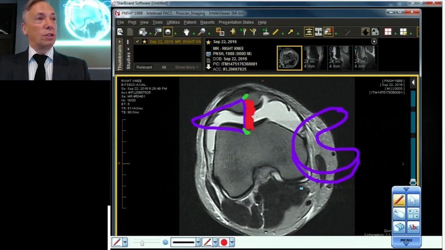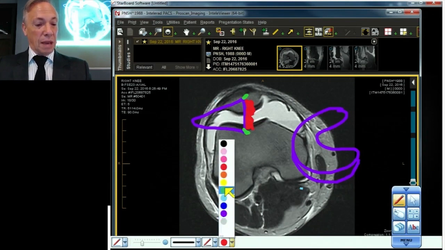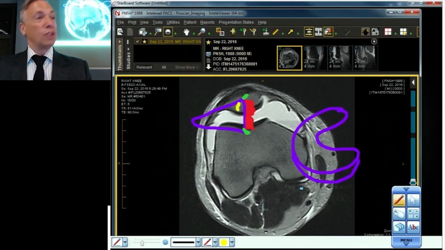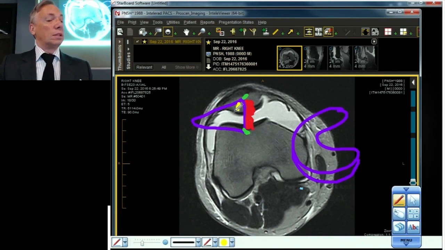And if the patient's a little bit unlucky, then maybe we also happen to have a little vertical tear here as well. So you might have two things. This is an extremely common scenario. It happens in almost every pivot shift.